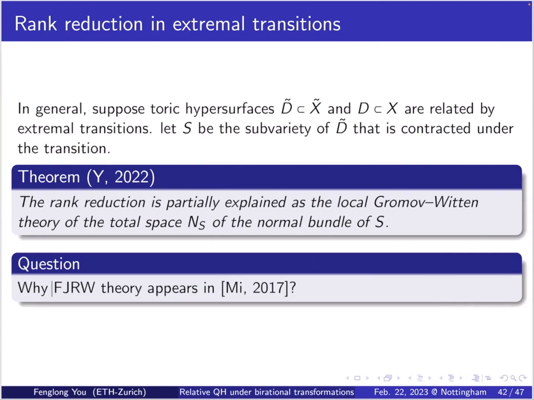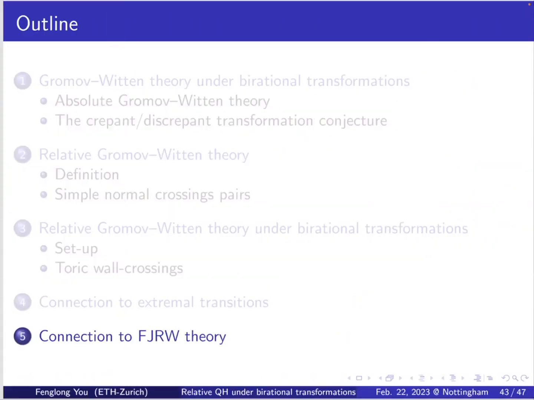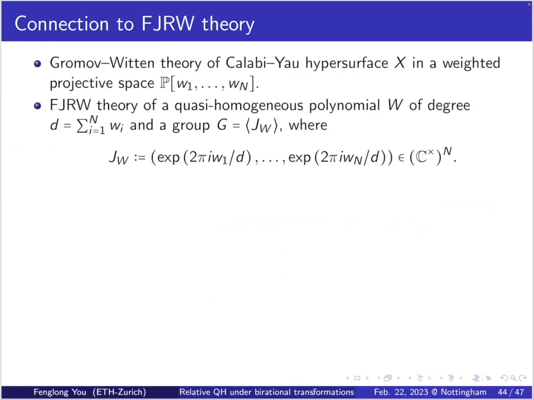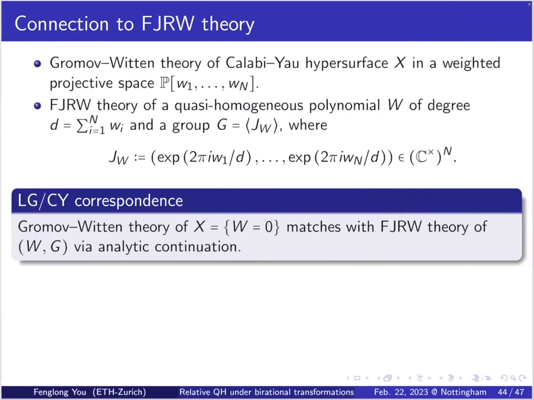But another question here is why in the paper there's this FJRW theory. Let me briefly talk about this relation with FJRW theory. FJRW theory is another theory that's defined similarly to Gromov-Witten theory. For Calabi-Yau hypersurfaces in weighted projective spaces, you can define an FJRW theory. And there's the Landau-Ginzburg/Calabi-Yau correspondence that says that the Gromov-Witten theory of the Calabi-Yaus should be the same as the FJRW theory under analytic continuation. Again, the relation can be proved using the I function of Gromov-Witten theory. There's also an I function for FJRW theory.